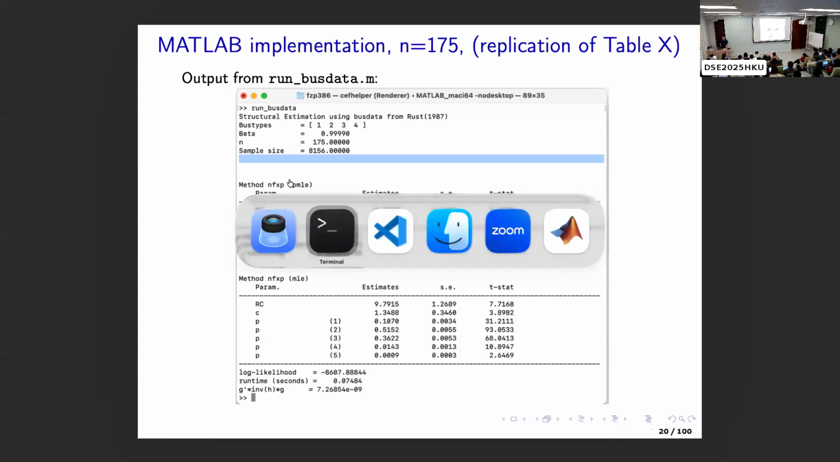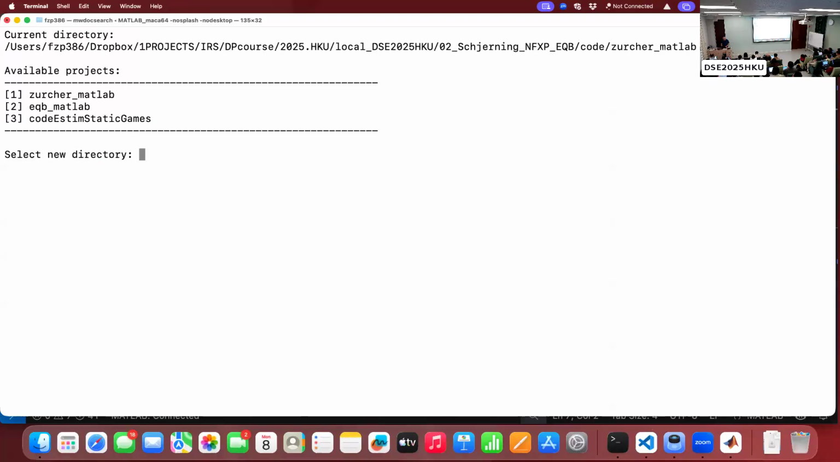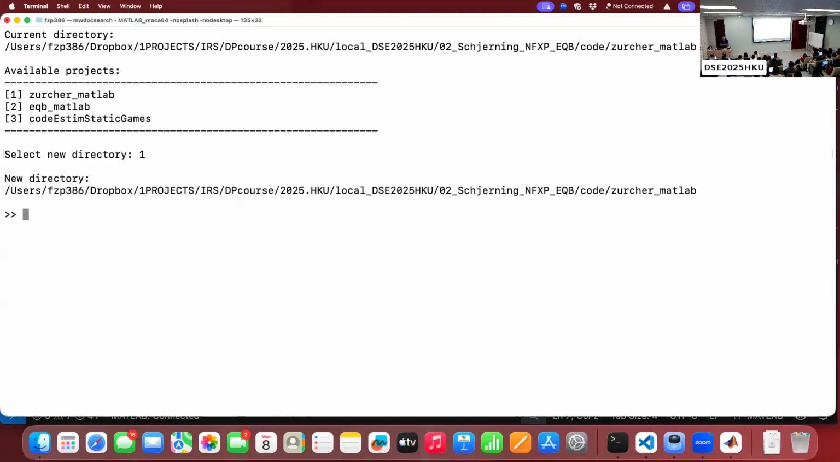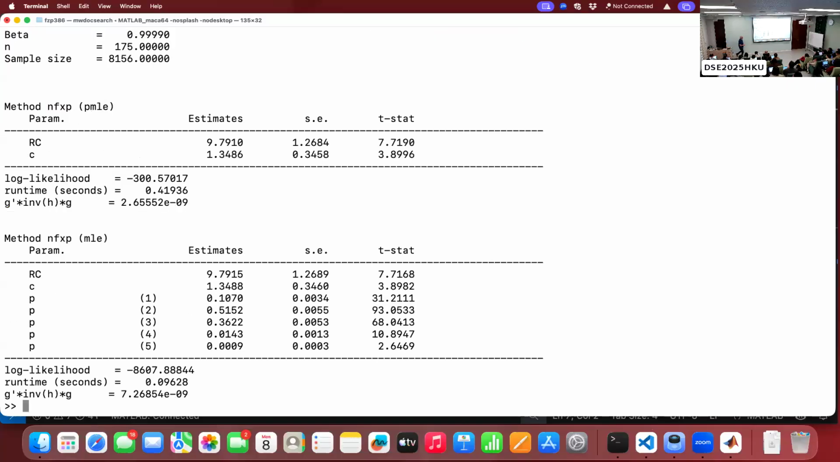And so what you do is you just go into that directory. I call it the Circa MATLAB directory. Okay, and there's a little README file. I'm not going to go through all that. I just want to show you the code is there. It's called run bus data, and then it estimates them all. And then we have replicated the results.